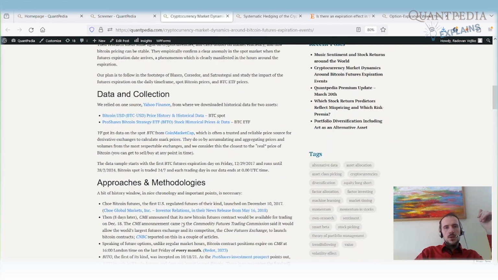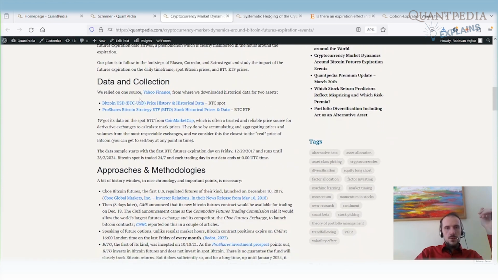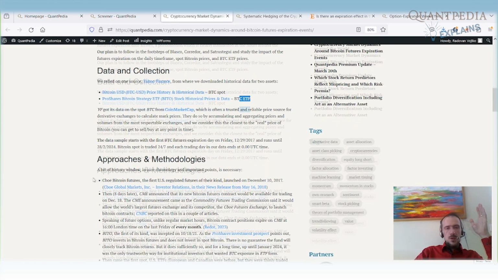So what we did is that we downloaded data from finance, we downloaded data for Bitcoin spot, and we also downloaded data for Bitcoin ETF, but not for Bitcoin spot ETF, but for Bitcoin futures ETF. I will explain later why we use the futures ETF. So we downloaded those data.